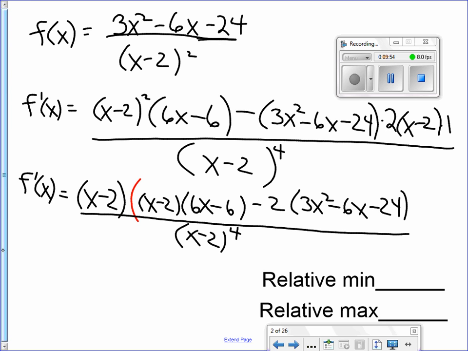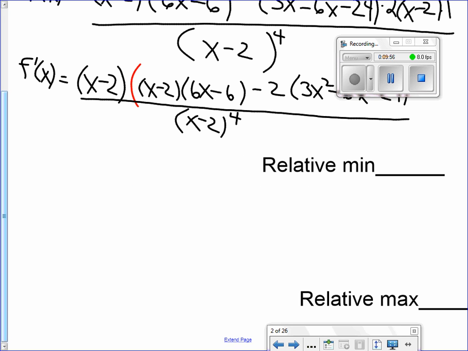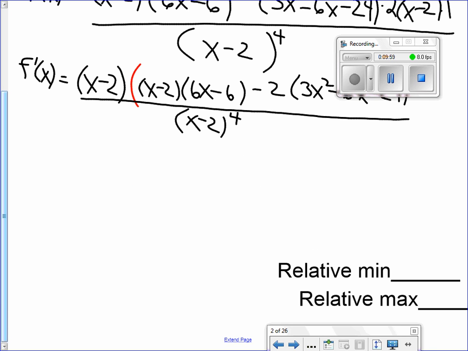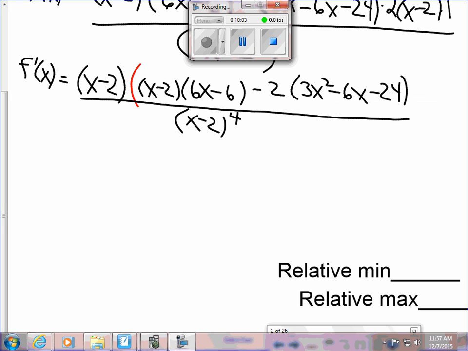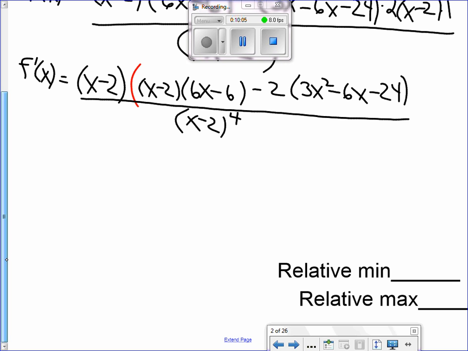Yeah, we could cancel. Whenever you cancel a factor that has an x in it, just be careful. Say to yourself, oh, well, what if it equals 0? I'm dividing by 0. That's illegal. But we know that x can't equal 2 because that's not in the domain, right? So it's okay if you want to cancel that. I'll do that. Sure, I'll play along.